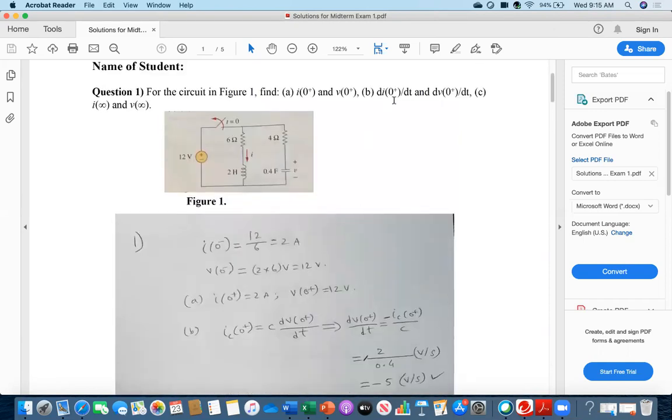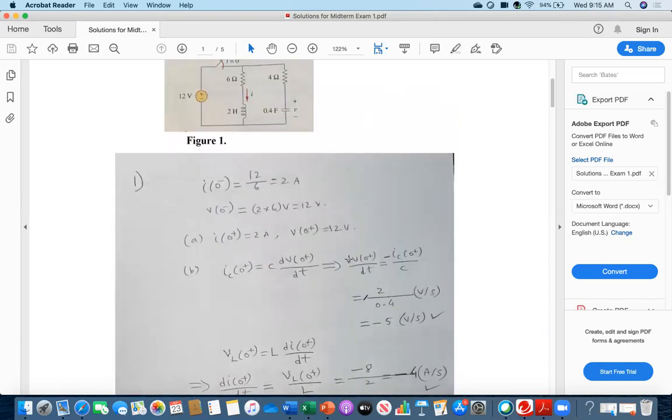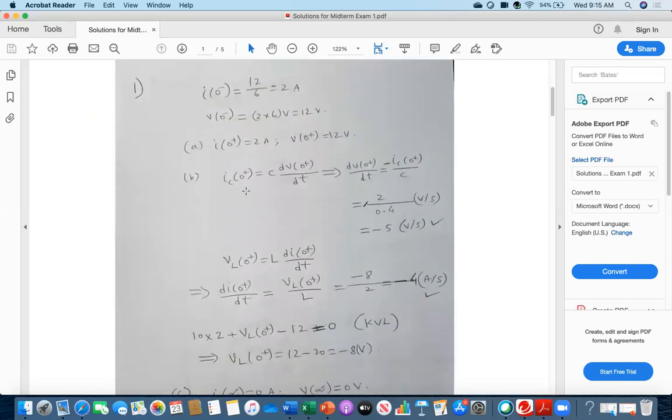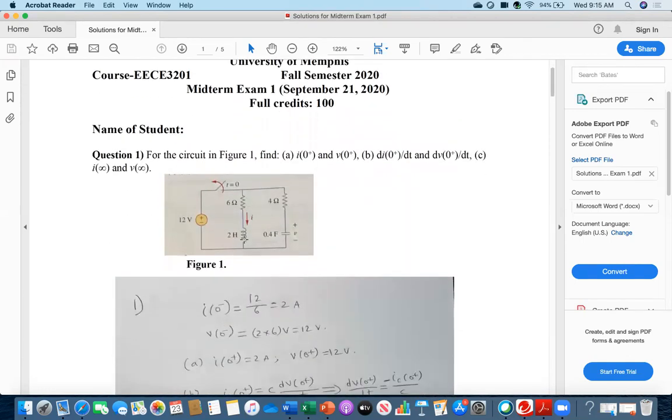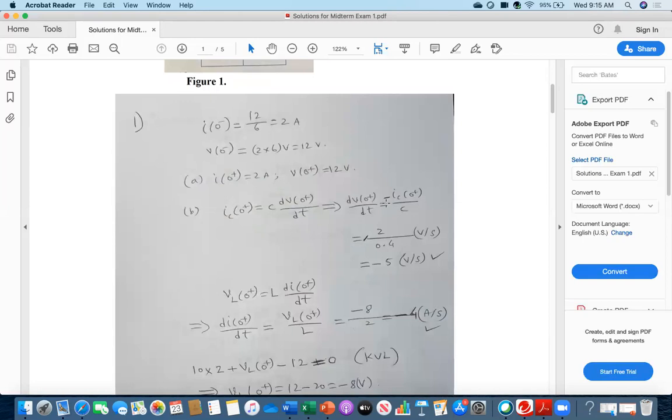Now for di0 plus by dt and dv0 plus by dt, see what I am doing. IC 0 plus is C dv0 plus by dt. So I have to find dv0 plus by dt, which is IC 0 plus by C. And then there will be a minus sign, because this is plus minus, but here it is minus plus. IC 0 plus means this 2 ampere, so minus 2 over C value of 0.4, so minus 5 volt per second. This will be the answer.